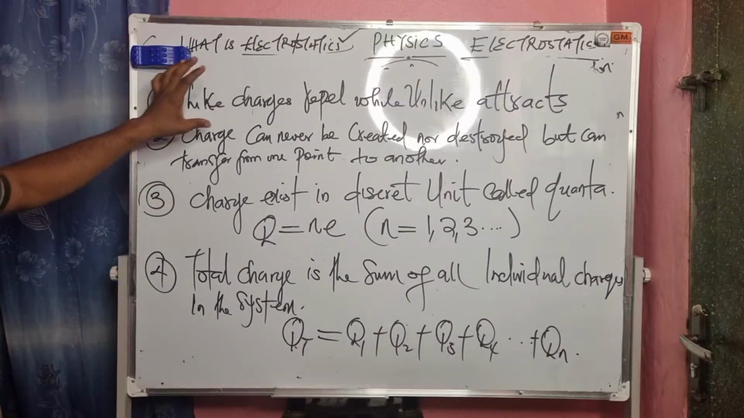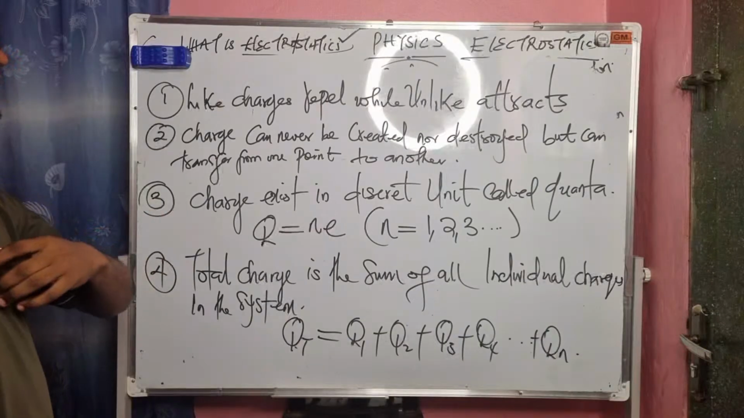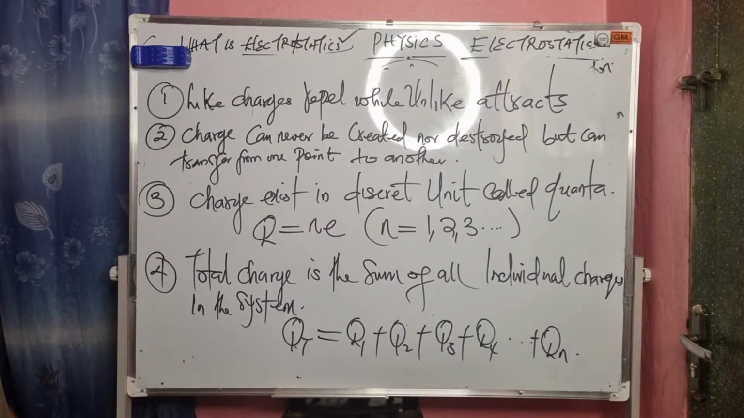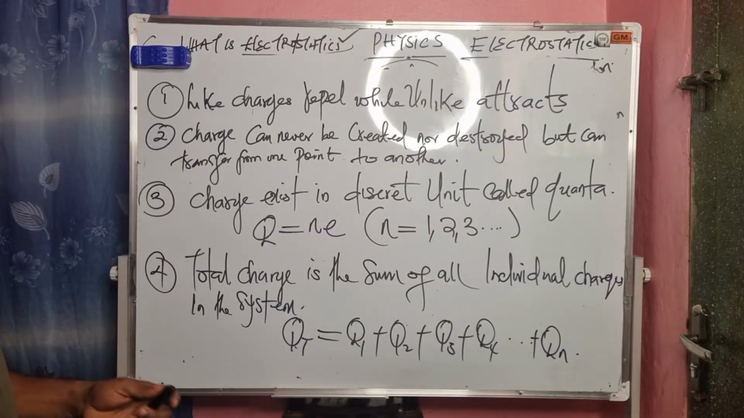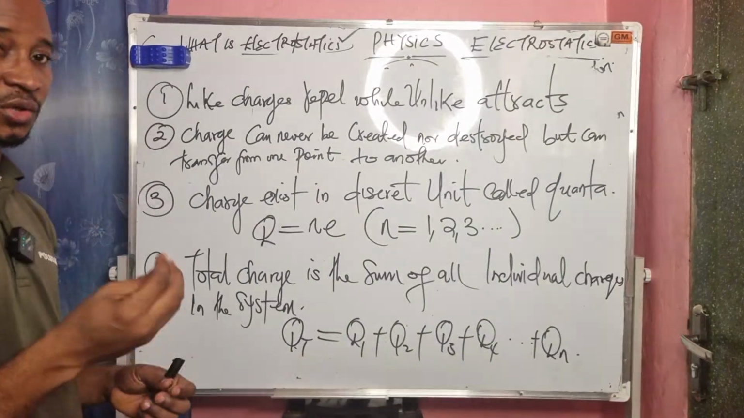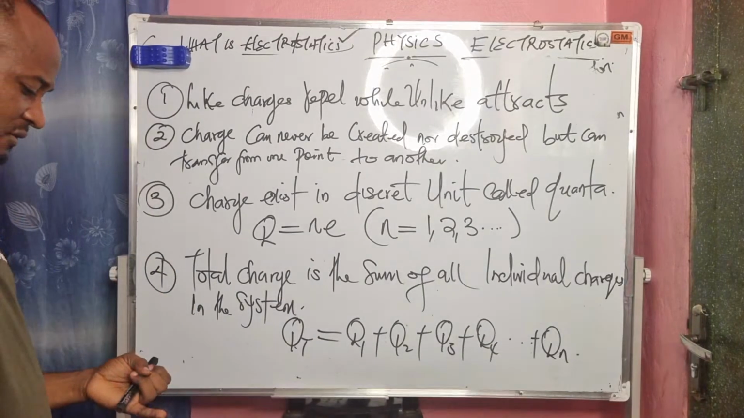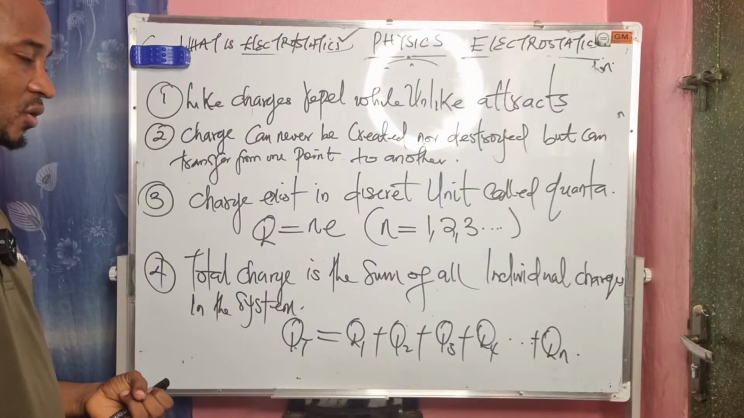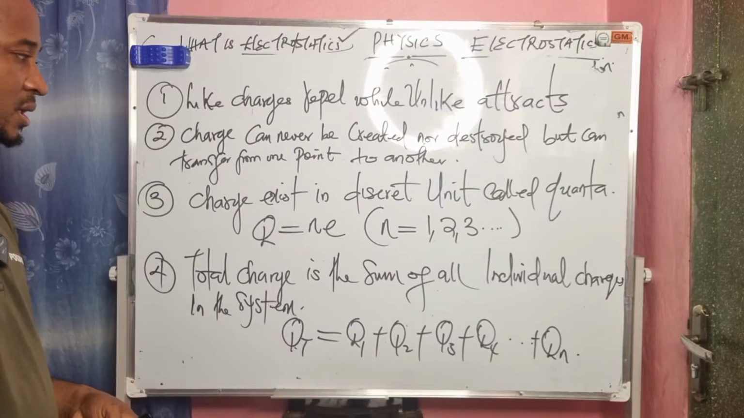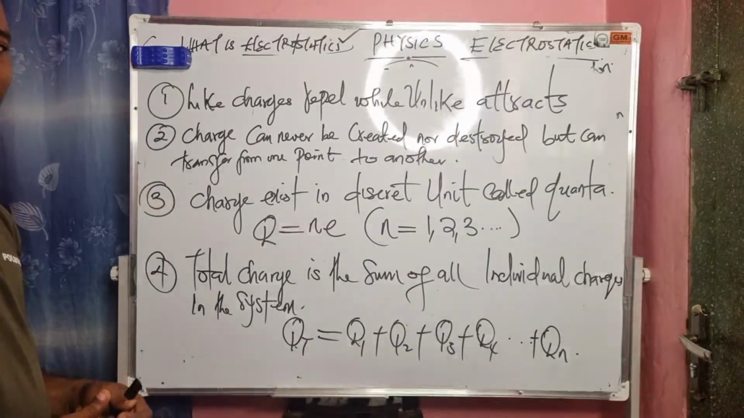The first one is that like charges repel, while unlike charges attract. Number two is that charge can never be created nor destroyed, but can be transferred from one point to another. We cannot create charge, we can't destroy charge, but we can transfer it. Like we saw, charge can be transferred from the air to the comb, right? And there are three modes of transfer. We have either by friction, by conduction, or by induction. Like we just saw between the comb and the piece of paper is called induction.